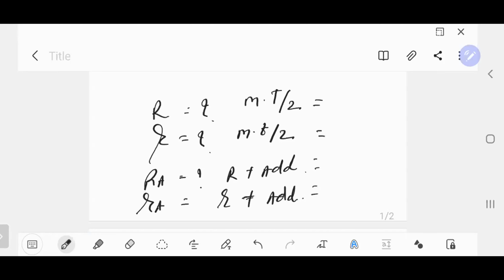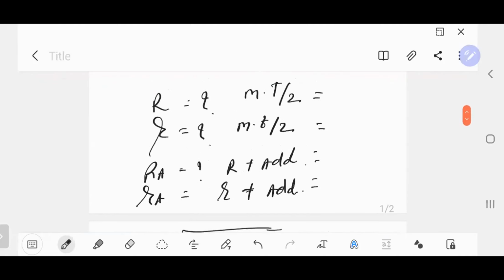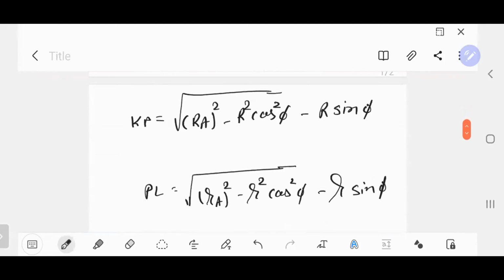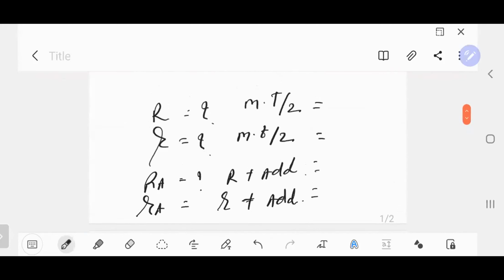Okay. So this is our starting point of the numerical. We need to find the pitch circle radius of pinion and gear, and the addendum radius for the pinion and gear. Then after, we can find the Kp and PL. How to solve this equation? I just explained it, also using the calculator. Still, if you have any doubt, you can just ask me. So first of all, just calculate the capital R. Now we can start the example from here.